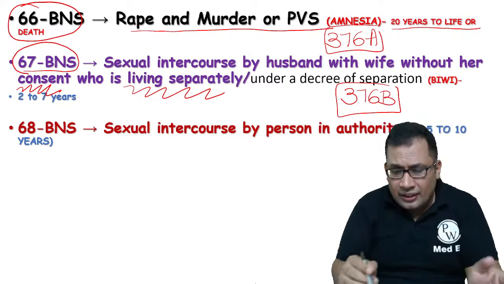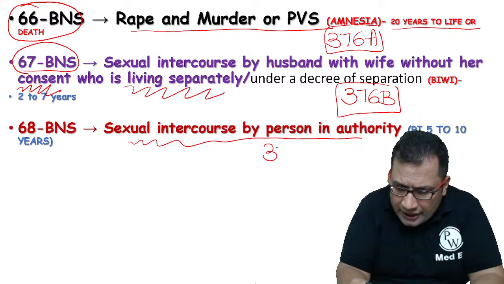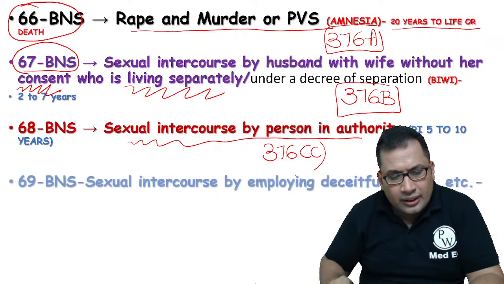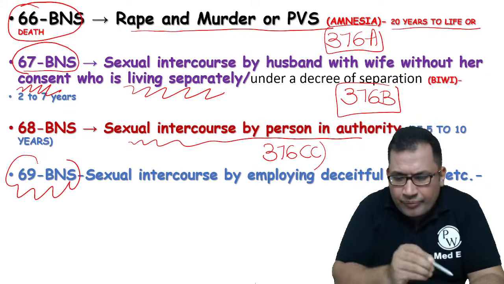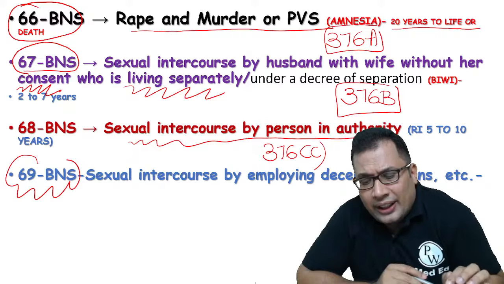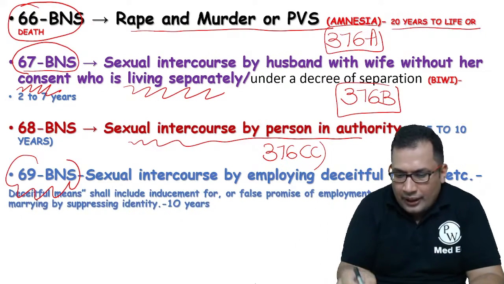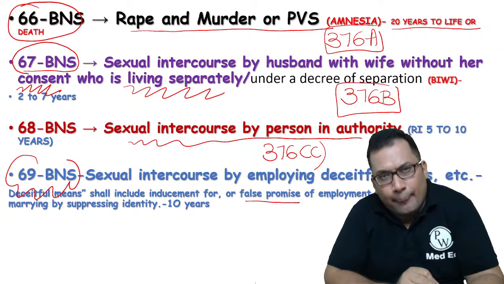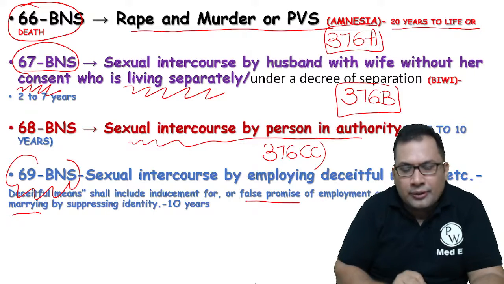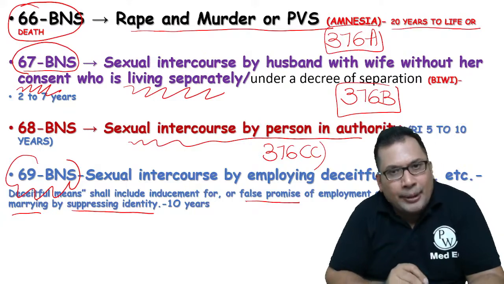68 BNS, that is sexual intercourse by a person in authority. Previously it was 376C. 69 BNS, here what you can see is sexual intercourse by employing deceitful means, like a false promise of employment, promotion, marriage, or by suppressing identity. That is 69 BNS.